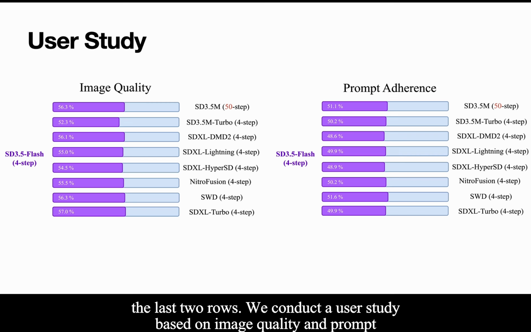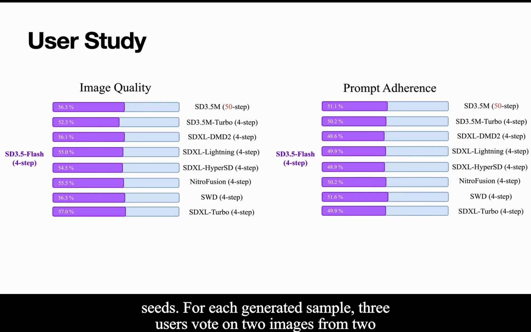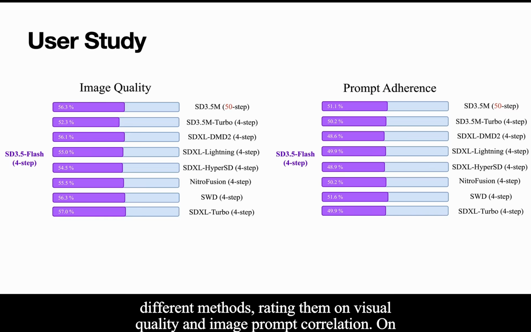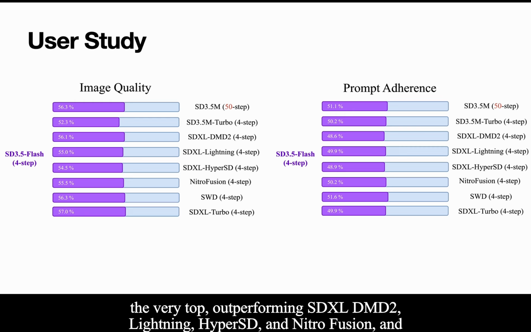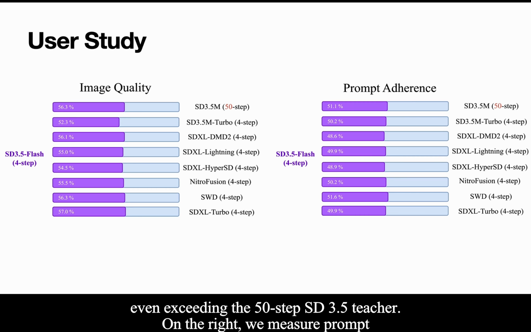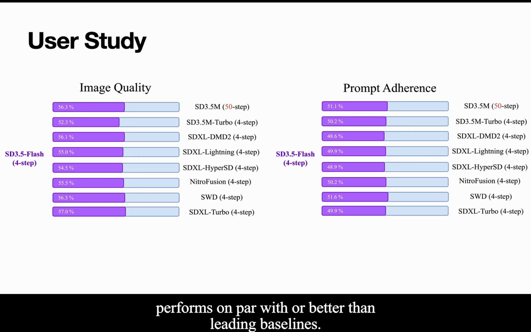We conduct a user study based on image quality and prompt alignment with 124 annotators to evaluate images generated from 4 different seeds. For each generated sample, 3 users vote on 2 images from 2 different methods, rating them on visual quality and image prompt correlation. On the left, you see results for image quality. Our model consistently scores at the very top, outperforming SDXL DMD2, Lightning, HyperSD, and NitroFusion, and even exceeding the 50-step SD3.5 teacher. On the right, we measure prompt adherence, how well outputs align with a given text. Here too, our 4-step model performs on par with or better than leading baselines.